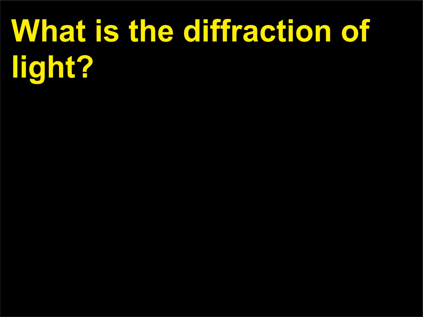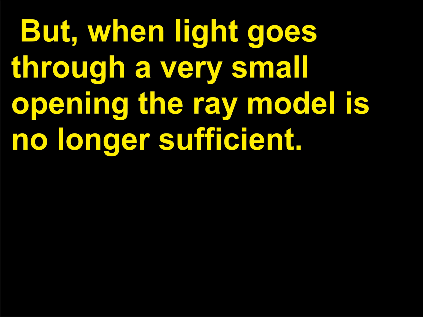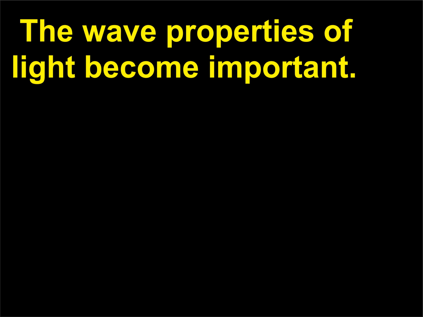What is the diffraction of light? Reflection and refraction use the ray model of light. But when light goes through a very small opening, the ray model is no longer sufficient. The wave properties of light become important.